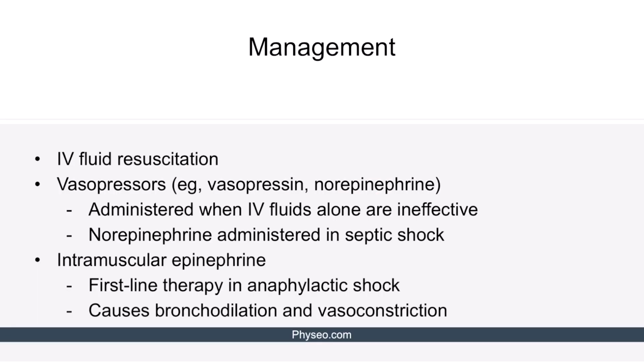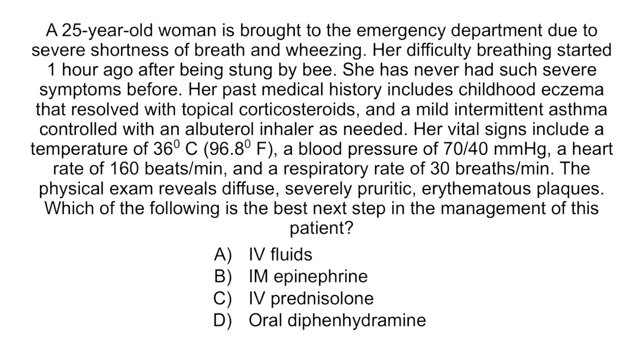Now this slide reminds us of the management of distributive shock, including anaphylactic shock. So recall that in this case, intramuscular epinephrine is the first-line therapy. Now let's discuss why the other options are incorrect. So option A, IV fluids, is incorrect because although we might need fluids to increase the blood pressure in this patient with anaphylactic shock, fluids won't treat the underlying process, whereas intramuscular epinephrine can. Again, it causes vasoconstriction and it increases bronchodilation.